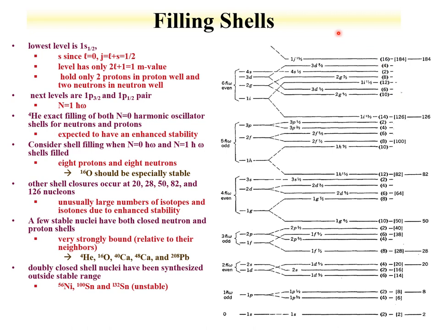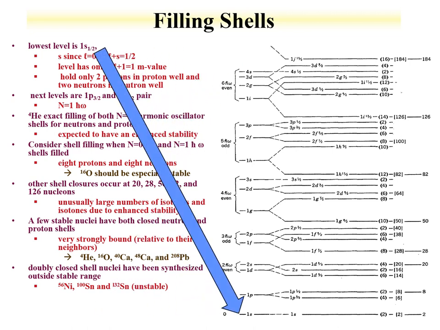Here's our shell model. And here are some of the properties that come out from the shell model. The lowest level is obviously this 1s. It's an s 1/2. Since L is 0, J is only equal to L plus s, so 0 plus 1/2. It only has the one value, shown here. And it contains two nucleons. So I can put two nucleons into the shell. For the proton side, I can put two protons. For the neutron side, I put two neutrons. These are the total number, and that's a magic number.